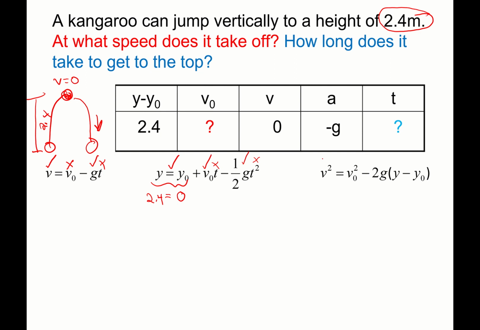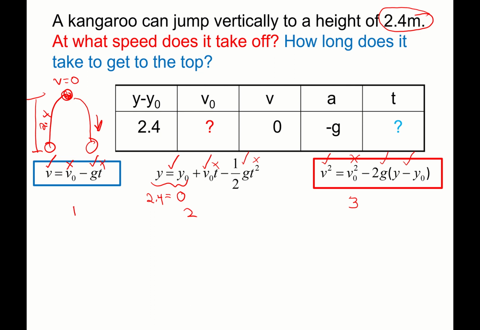All right, how about equation 3? Well, I know my v. I don't know my v0. I know g, and I know y minus y0. So I could use that last equation, if I number them again, 1, 2, and 3, I could use equation 3 to solve for v0. So I would use equation 3 to solve for v0, and then once I get v0, I could use that v0 from the first part to give me the time, or I could substitute into equation 2.